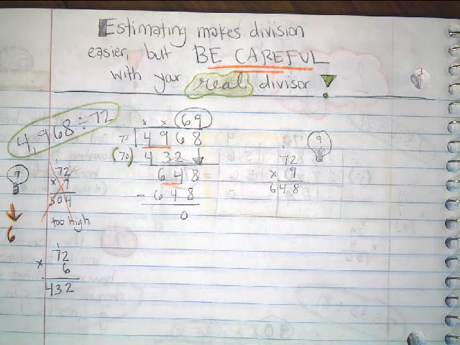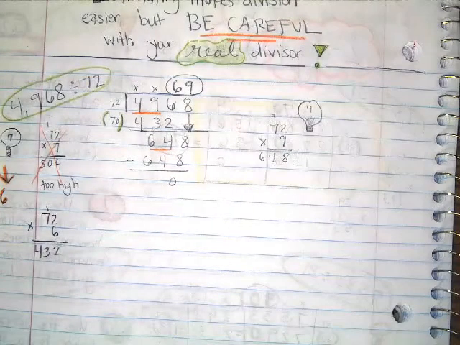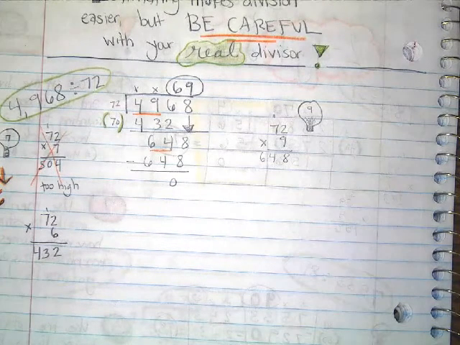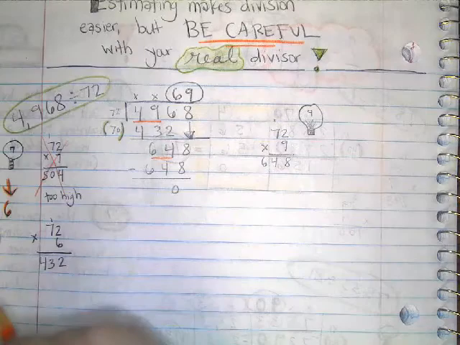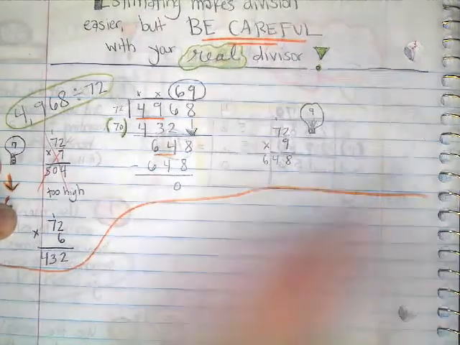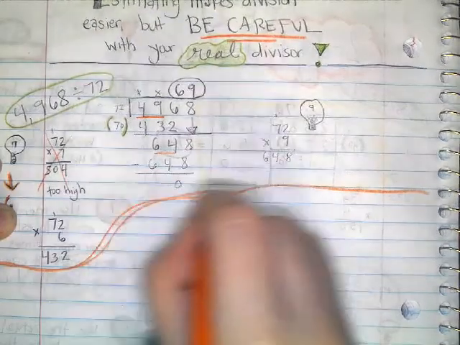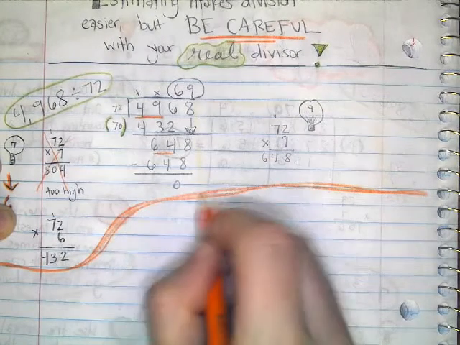All right, let's try the next problem. Actually, before we do that, let's draw an orange line underneath all the work we just did so that we can separate it out. It is going to look a little squiggly, like a slope.